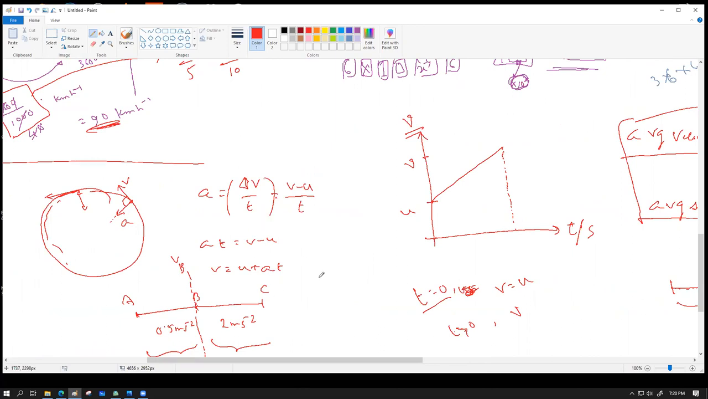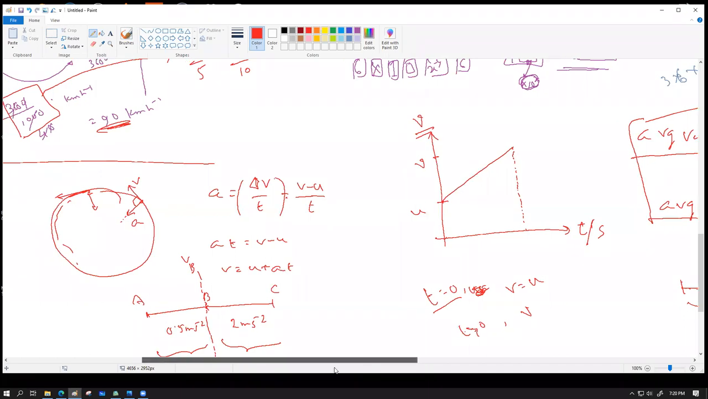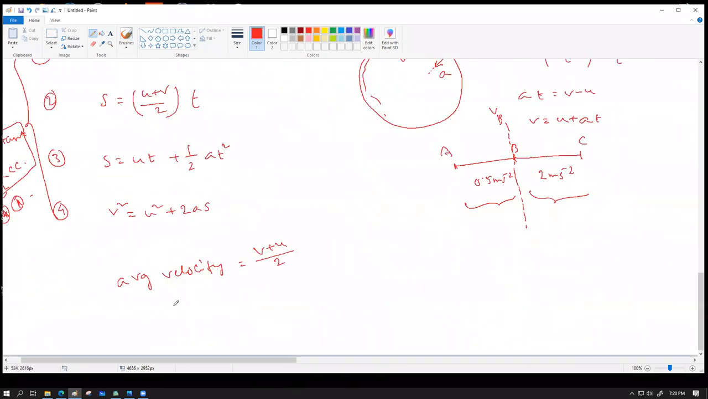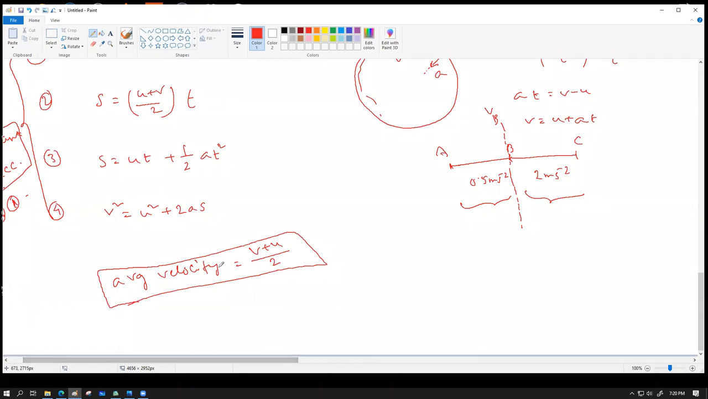Just a second. One of the things that I just wrote over here: average velocity is given by (V plus U) divided by 2. What does this essentially mean? Now, let's assume that this information is correct. I'm going to prove that this information is correct.